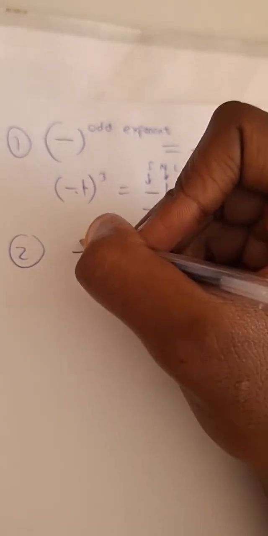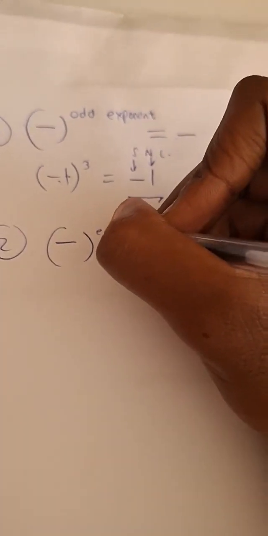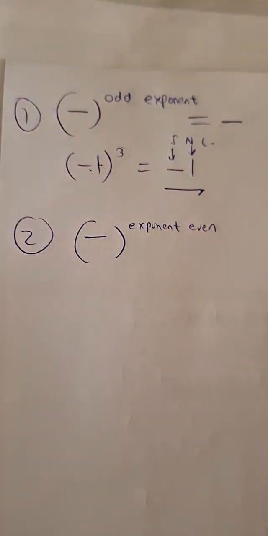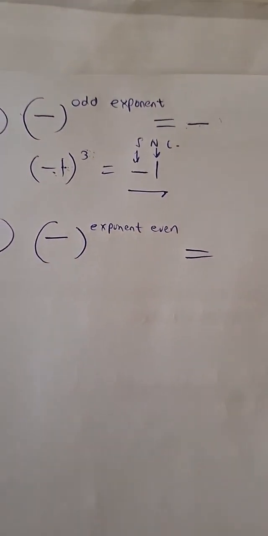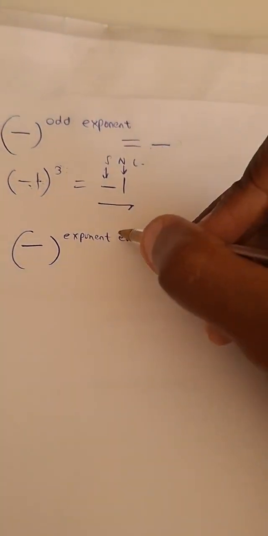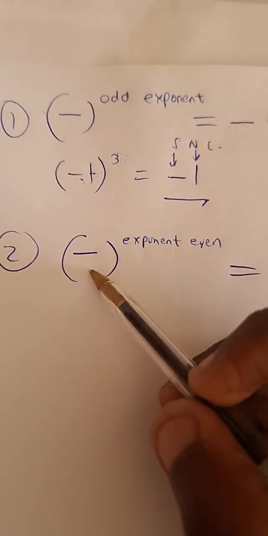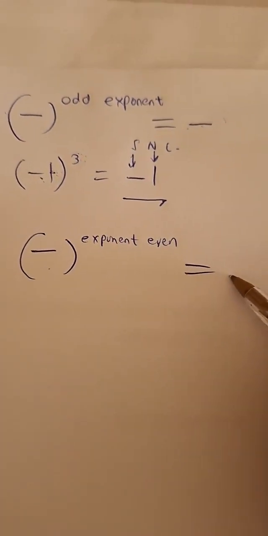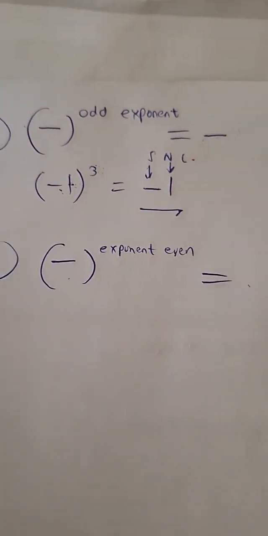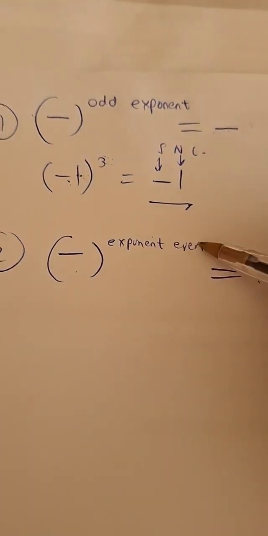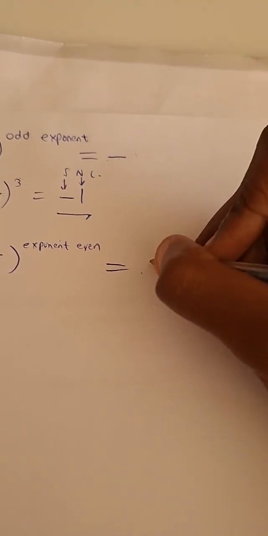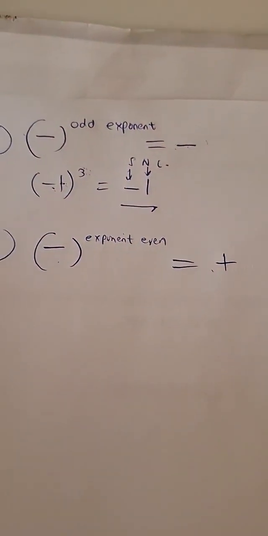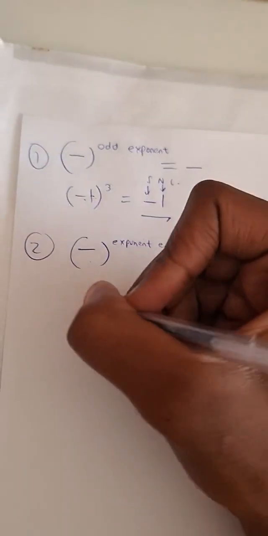What about a negative sign where the exponent is even? What does that lead to? What outcome? What sign? If we are applying an even exponent to a negative sign, what is the result? What sign do we get as an outcome of applying an even exponent? Okay, very true. We get a positive. Okay, very important, guys. All of this is so important.